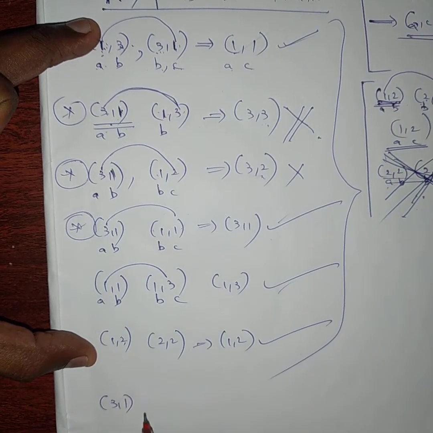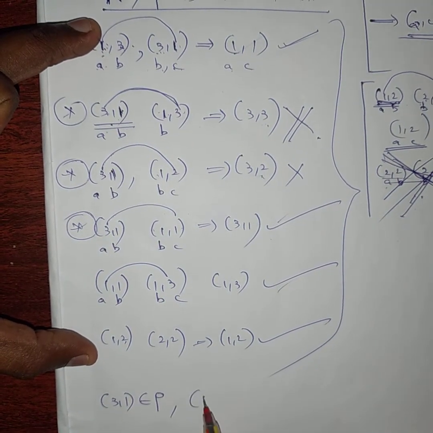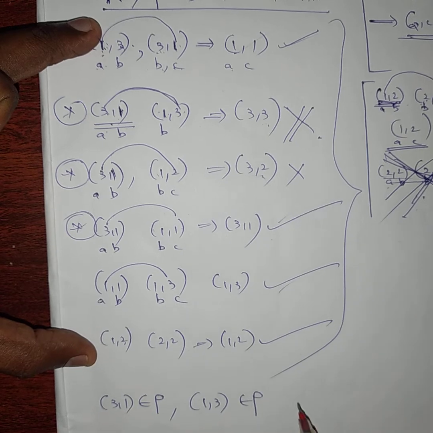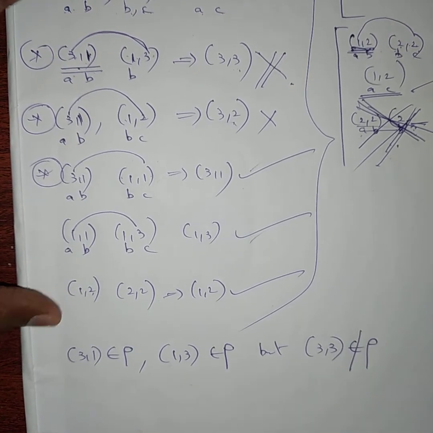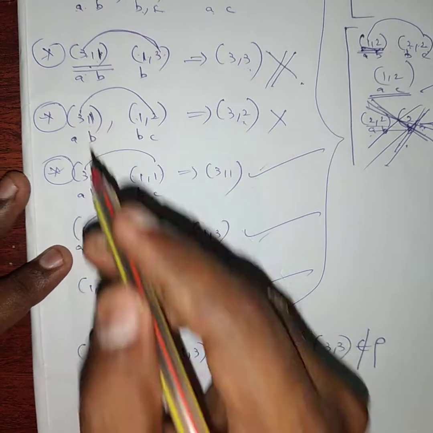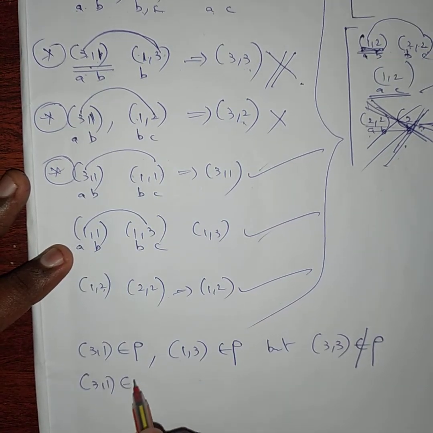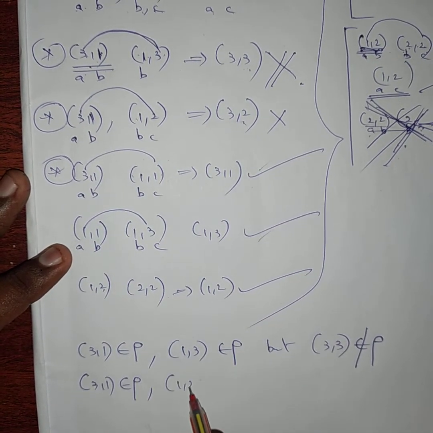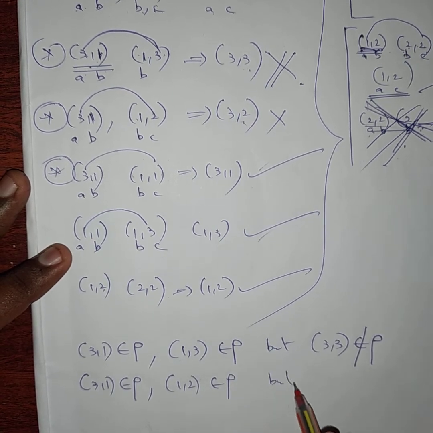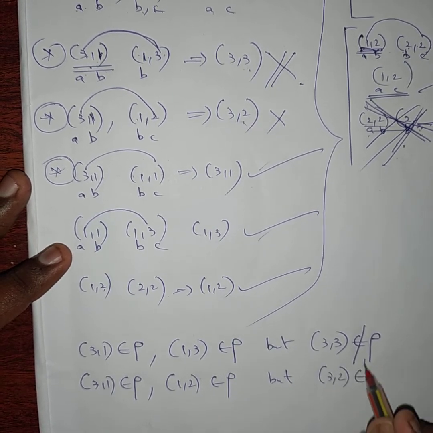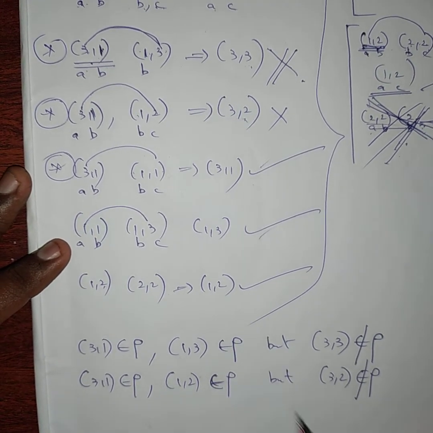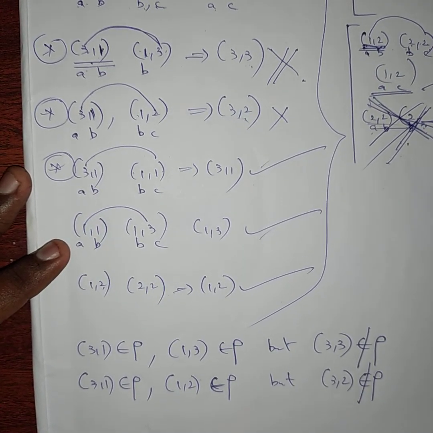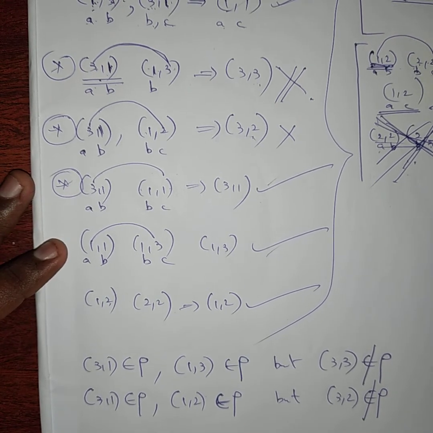3 comma 1 belongs to rho. 1 comma 3 belongs to rho, but 3 comma 3 does not belong to rho. Next, this one. 3 comma 1 belongs to rho. 1 comma 2 belongs to rho, but 3 comma 2 does not belong to rho. This is the main thing you need to learn. 3 comma 2 does not belong to rho. See, therefore this is not transitive.